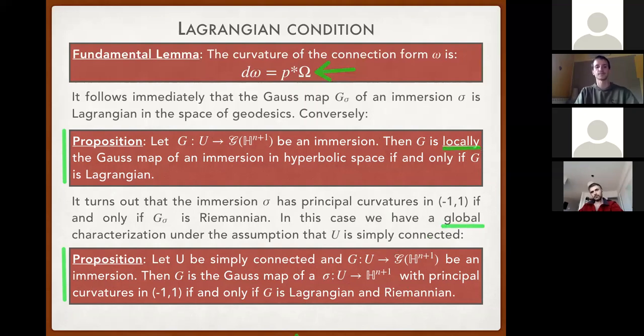But what do you mean by the Gauss map is Riemannian? It's with respect to, remember, in the space of oriented geodesics, we have a pseudo-Riemannian metric of neutral signature. And the image is Riemannian? Yes, or if you want, the pullback metric is a Riemannian metric. Okay.